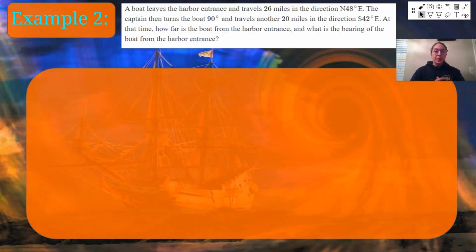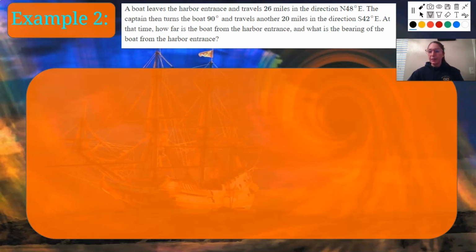Okay, so boats. So remember, bearings of lines deal with directional things. So you're going to see a lot of travel, navigation, and bearings of a line. A boat leaves the harbor entrance and travels 26 miles in the direction of north 48 east. The captain then turns the boat 90 degrees and travels another 20 miles in the direction of south 42 east. At that time, how far is the boat from the harbor, and what is the bearing of the boat from the harbor entrance?